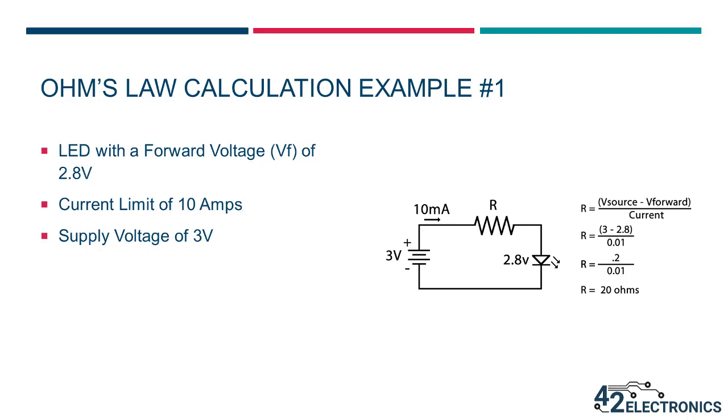This leaves you with 0.2 divided by 0.01, which equals 20 ohms. This means that with a supply voltage of 3 volts and an LED with a forward voltage of 2.8 volts, you would need a 20 ohm resistor to limit the current through the LED to 10 milliamps. Well, 10 milliamps is well below the limit of 20 milliamps. However, LEDs need a little current to turn on, so it's best to go as low as possible.